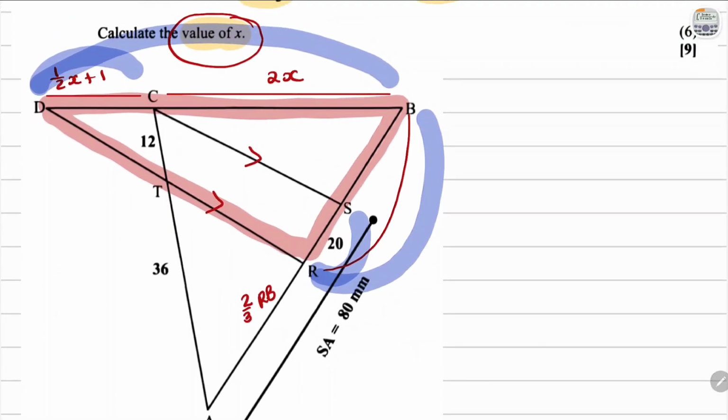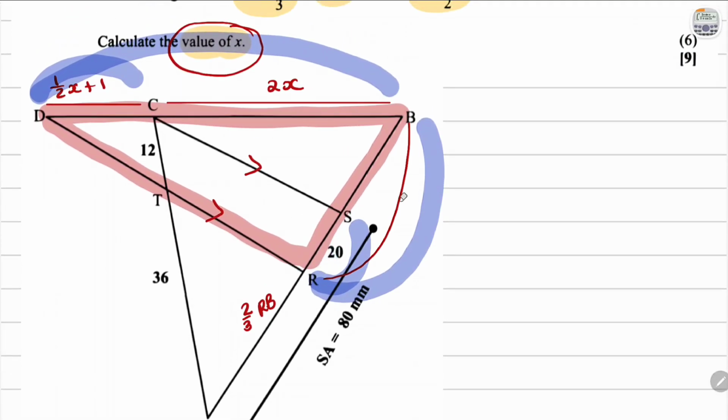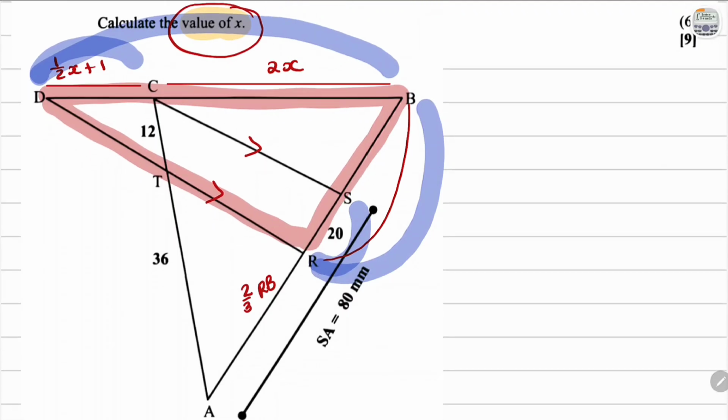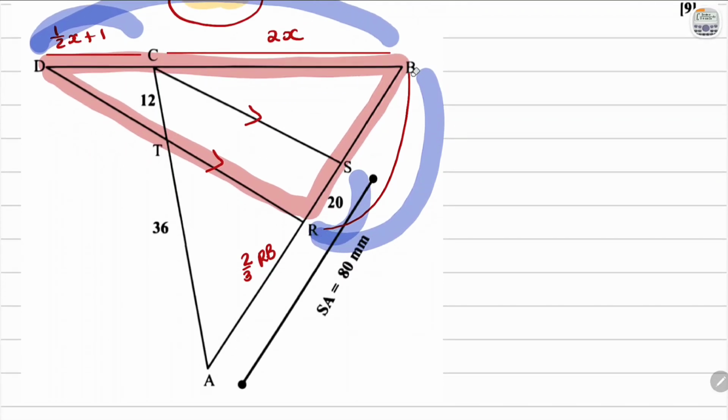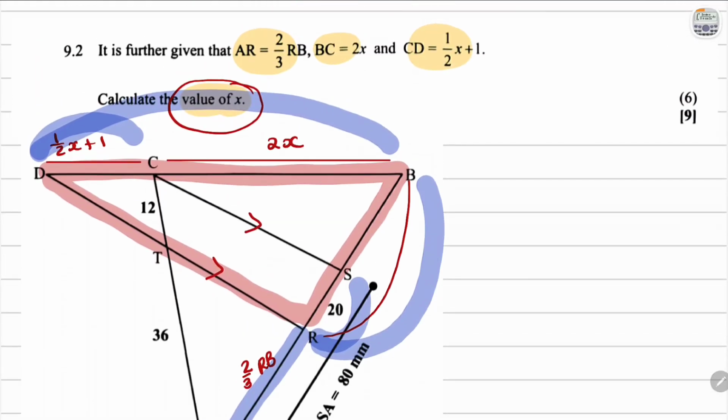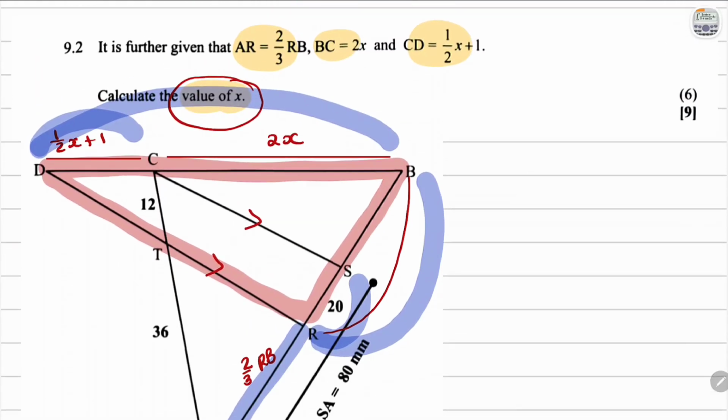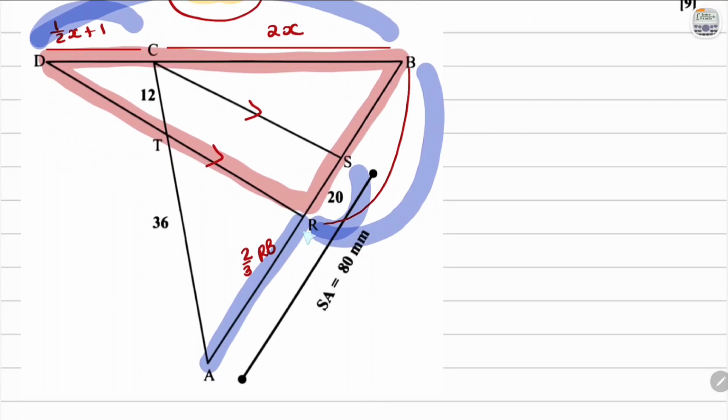Okay. But in order to actually use that, because you see that these ones are in terms of x, this one has a number, which is nice, but then this is in terms of RB, which is not very helpful. So how about we find out what exactly is RB? What is the length of RB? And we can find out that because of what they told us. Do you see that they told us that AR was equal to 2 over 3 RB. If they told us AR is equal to 2 over 3 RB, let's find out exactly how much AR is.